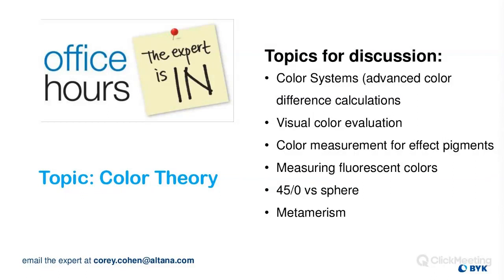And again, the 45-0 will measure it the same way you see it. It will measure lighter color values due to that texture. Whereas again, the sphere spin instrument will ignore that and just measure the pigmentation.